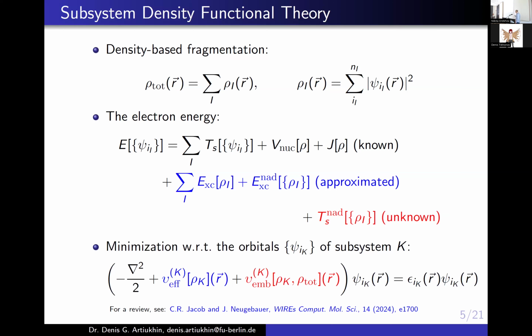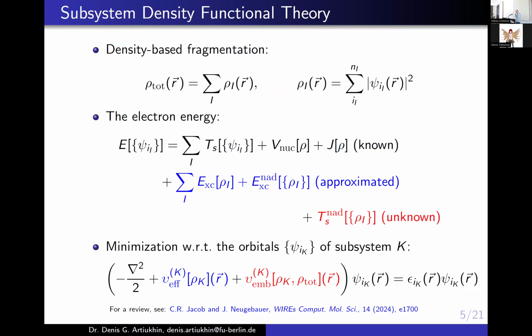What I have is this set of equations which look somewhat familiar. For example, this part is pretty much taken from Kohn-Sham DFT, and the effective potential is also the same as in Kohn-Sham DFT, but defined for subsystem K, and depending on the density of this active subsystem. And then there is a new beast here, which is the embedding potential, and its goal is to account for interactions between our active subsystem and all the rest of the subsystems we are not optimizing yet, which are sort of frozen.